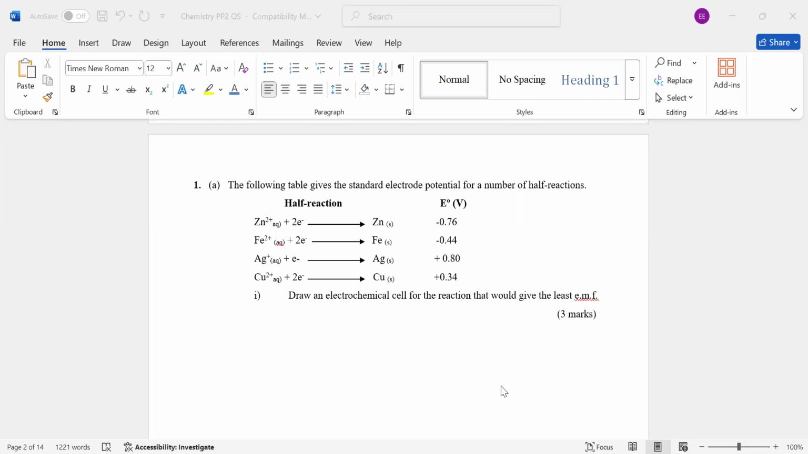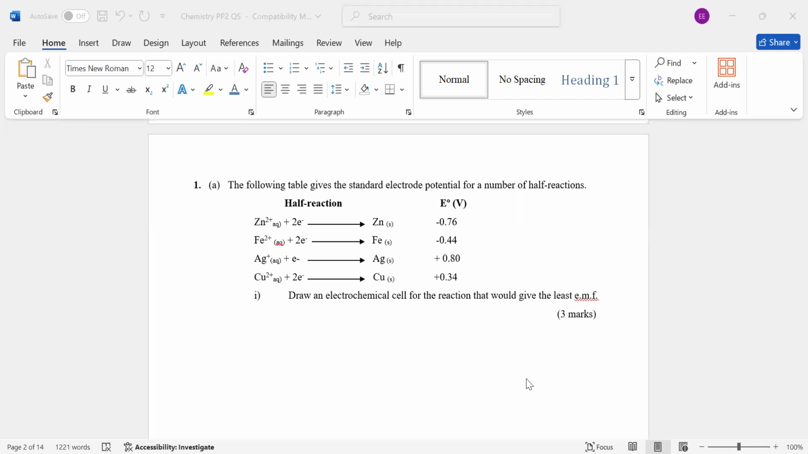So the left-hand side consists of the more reactive metal, and the right-hand side consists of the least reactive metal, if you are comparing the two.